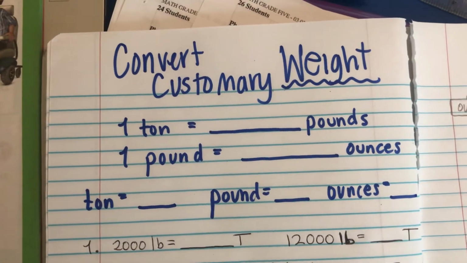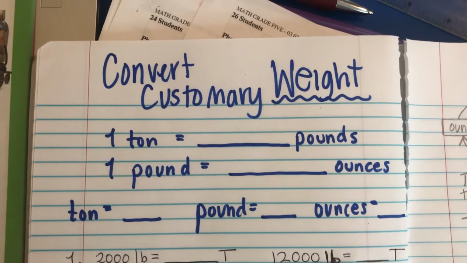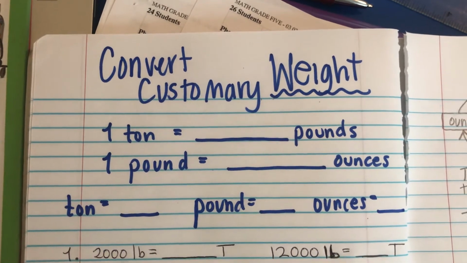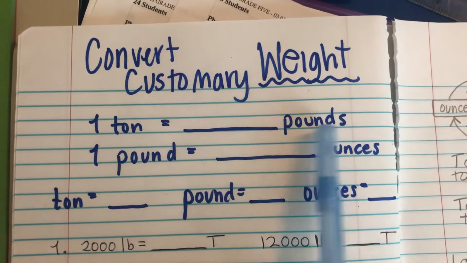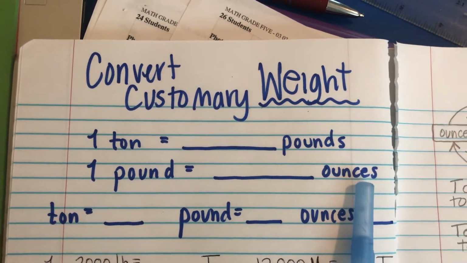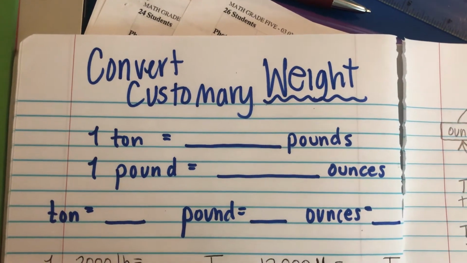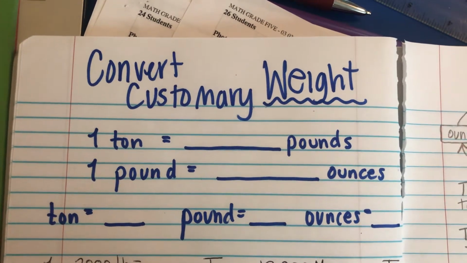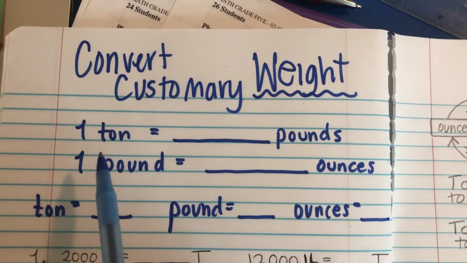Hey guys, today I'm going to do a quick review of converting customary weight. So we're going to talk basically about three different units: tons, pounds, and ounces. And I have given you some assignments to kind of introduce it to you, but I just want to make sure that you've got the basics.